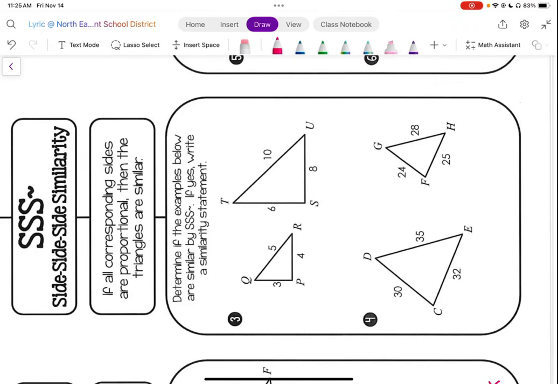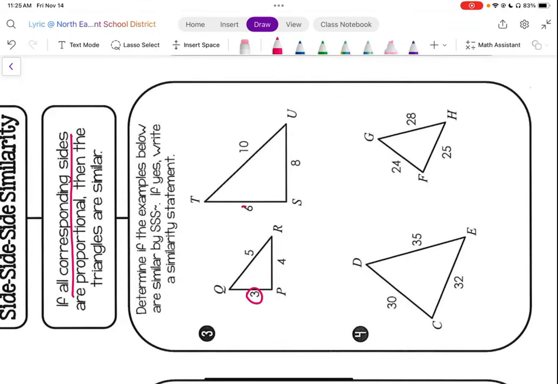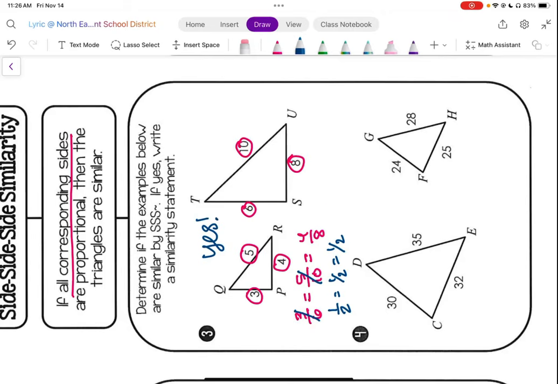Next one, side-side-side similarity. If all corresponding sides are proportional, then the triangles are similar. All corresponding sides. So let's check our proportions here. We have 3/6, 5/10, and 4/8. Let's simplify these fractions. So 3/6 ends up being 1/3. 5/10 is, oh, I'm so sorry. That is not 1/3. What am I thinking? 3/6 is 1/2. 5/10 is also 1/2. And 4/8 is 1/2. So yes, these are similar. We can say triangle QPR is similar to triangle TSU.